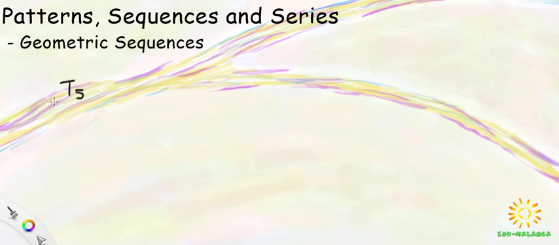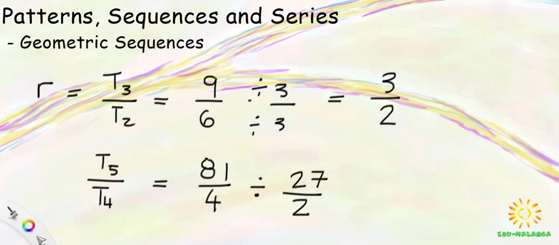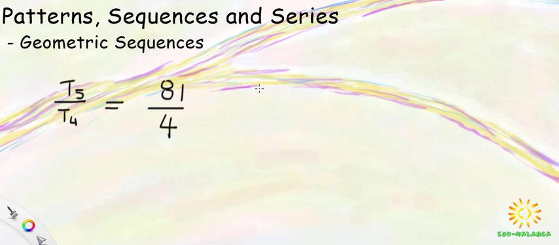Term 5 over term 4 then is equal to 81 over 4. And what we do is swap the numerator and the denominator. So this term becomes 2 over 27, and the sign changes from a division into a multiplication. And this is how you divide two fractions. This expression can then be simplified because 4 and 2 can go into each other. You can simplify this, turn this into a 1, simplify this, turn this into a 2.